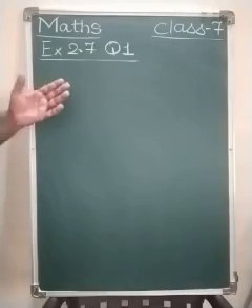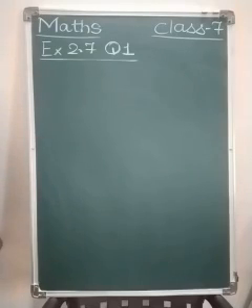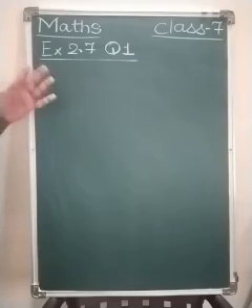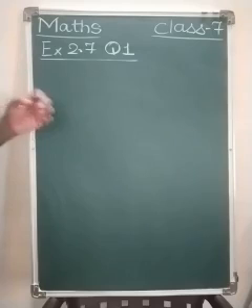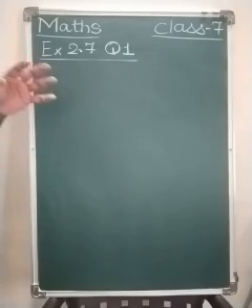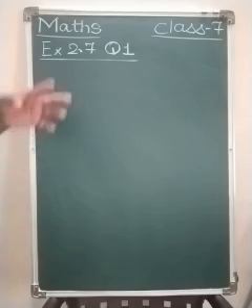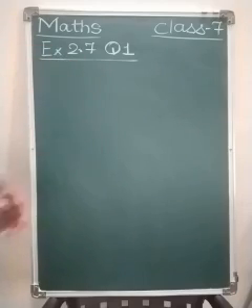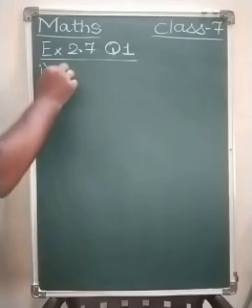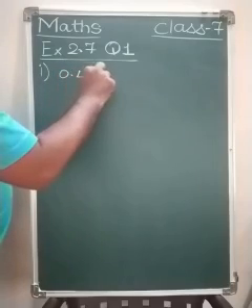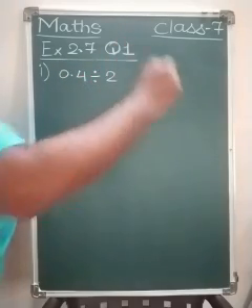So now we will start with exercise 2.7, question number 1. Now exercise 2.6 was multiplication of decimal numbers, and exercise 2.7 is totally dependent on division. How will we do the division? Let us directly start solving our exercise. So first question, let us solve. First question is 0.4 divided by 2.